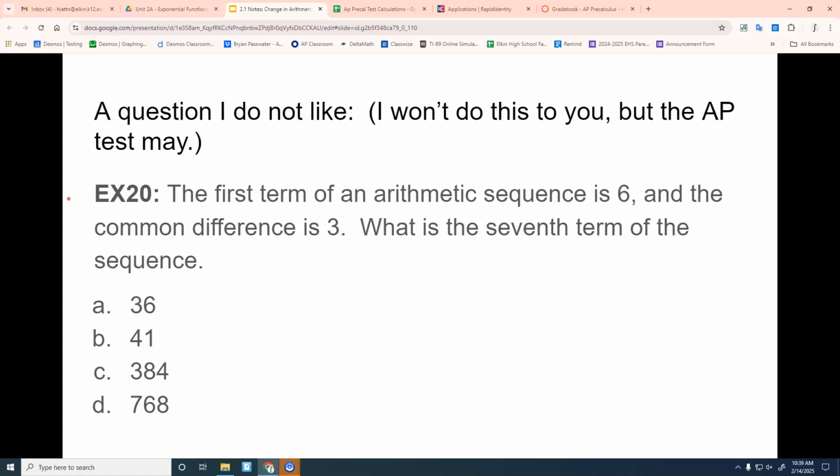First term of an arithmetic sequence is 6. The common difference is 3. What is the seventh term of the sequence? Okay.